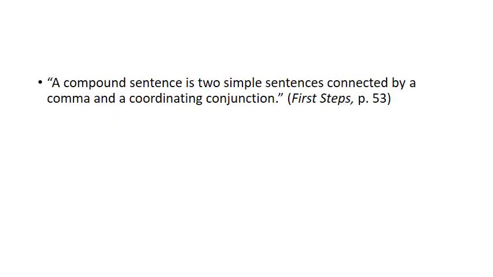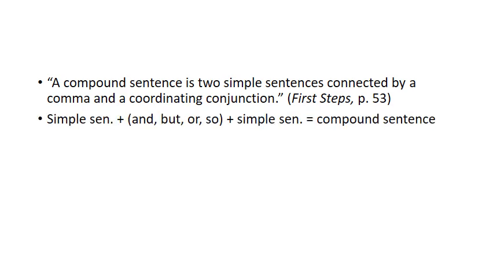So let's take a look at the definition of compound sentences from the handout. A compound sentence is two simple sentences connected by a comma and a coordinating conjunction. So the rule for compound sentences is that you add a simple sentence, and in our case, the coordinating conjunctions we're talking about are and, but, or, and so. You have that in the middle plus another simple sentence, and that will equal a compound sentence.